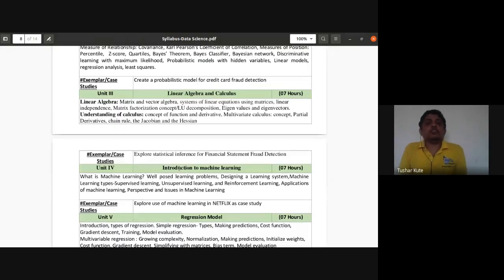Then unit number 3 is focusing on linear algebra and calculus. Actually, linear algebra contains many things. Here in this unit, only very common parts are given. We'll focus on them in detail. We'll try to solve this by using the linear algebra package of Python also. That also we will see. It's very interesting to see this concept practically and try to understand it.